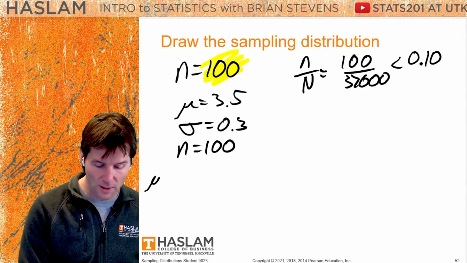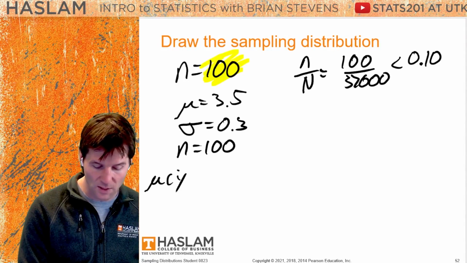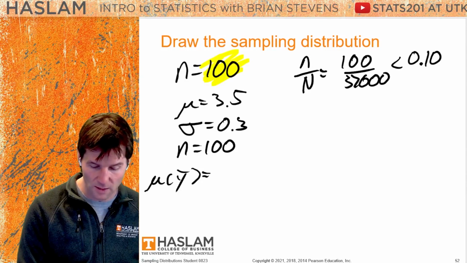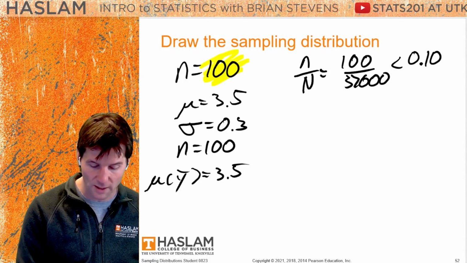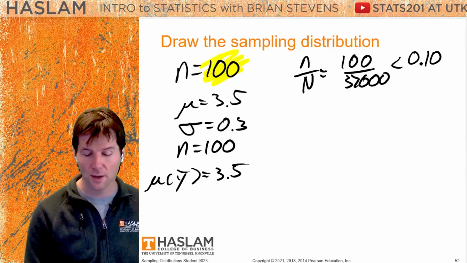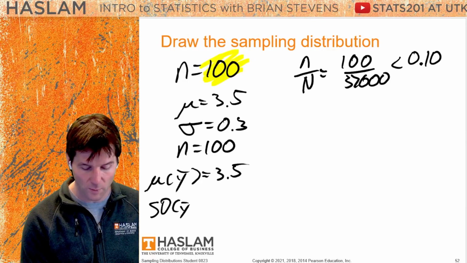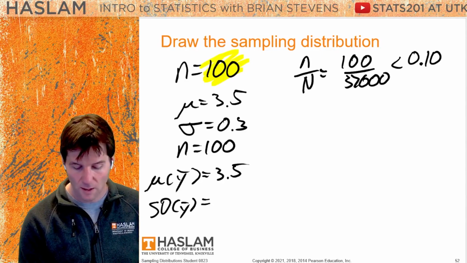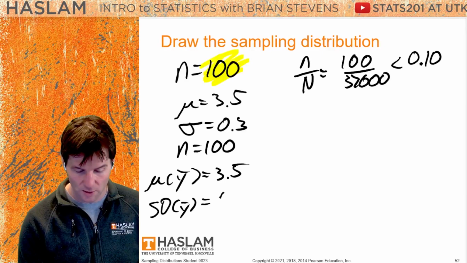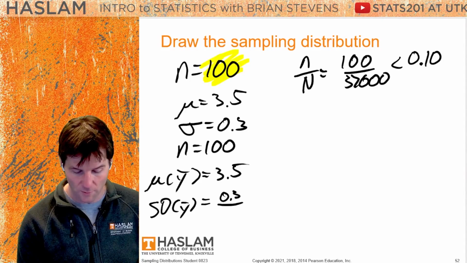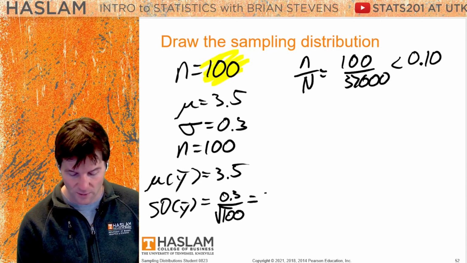We know that the expected mean for the sample mean, or the expected sample mean, is equal to 3.5. Just plug in your original mean. It does not change. We know that the standard deviation, or the variation for what we would expect to see in the sample mean, is equal to the original standard deviation of 0.3 over square root 100. And yes, I did use nice numbers for that reason.